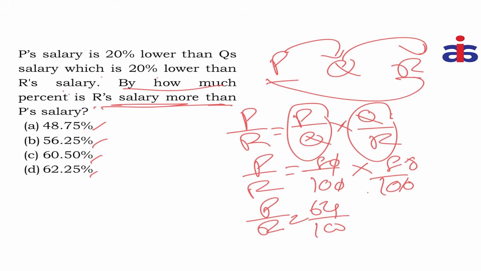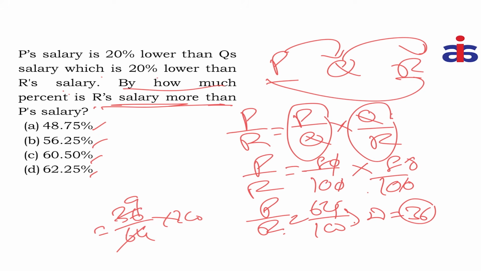Make it happen doing like this, right? Now, see, P is 64, R is 100. So difference is how much? Difference is 36. So your R is 36 more than 64. So your answer is 36 by 64 into 100. 4 9s are 36, 4 16s are 64. 9 by 16 into 100, right? So it comes around 900 by 16. So 16 6s are 96, no, 16 5s are 80. That means 56.25 should be your answer.